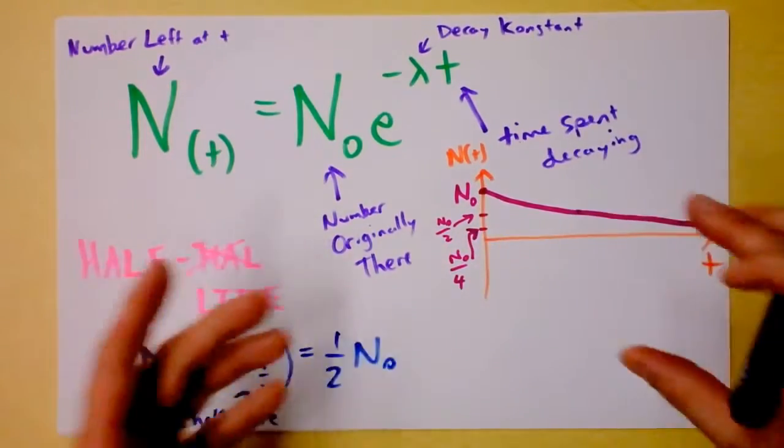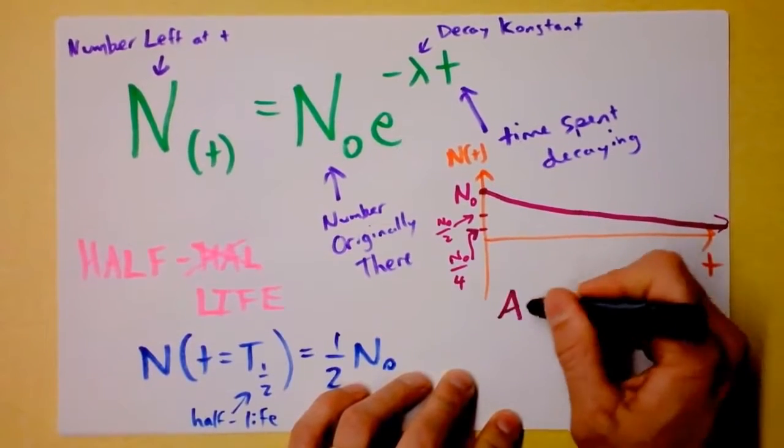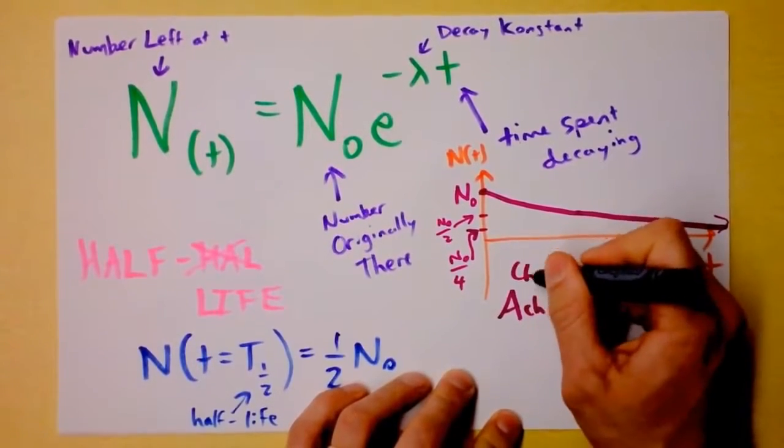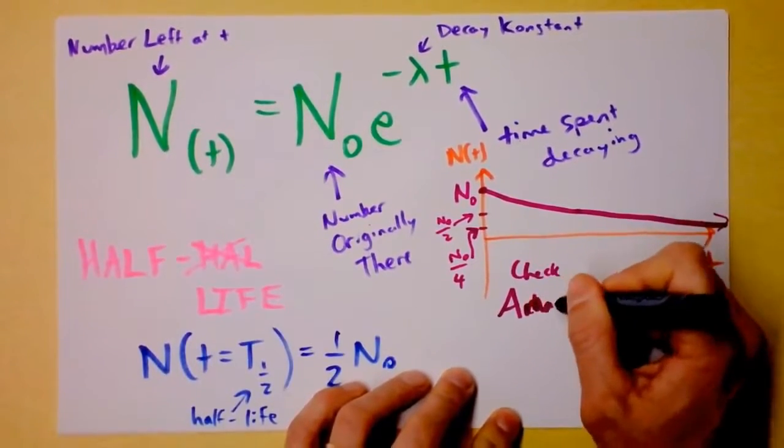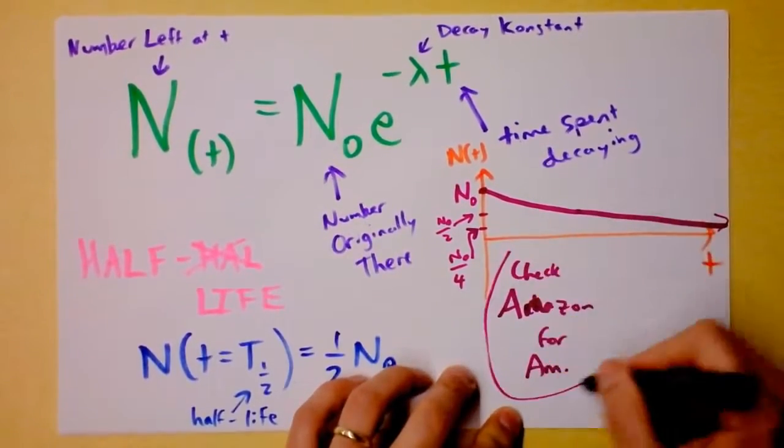If you open that box, you order some radioactive material from Amazon. Do they sell radioactivity? I hope so. Check Amazon. That's a mental note for me. Check Amazon for americium. Okay, I'll do that later.